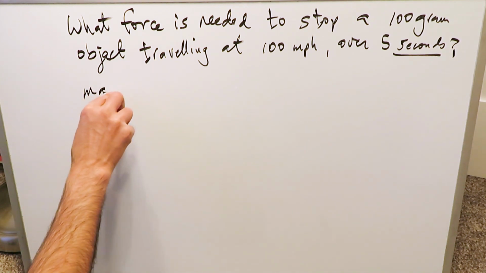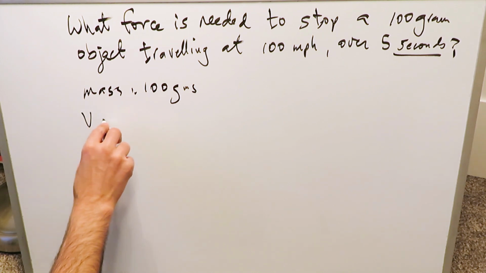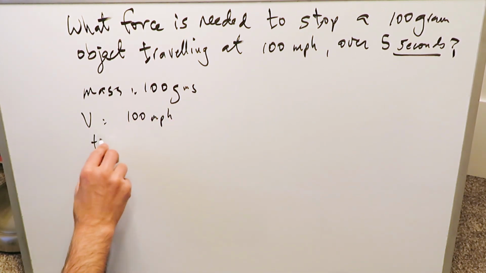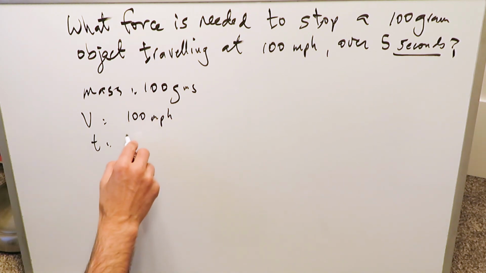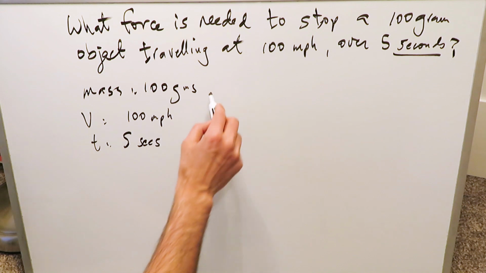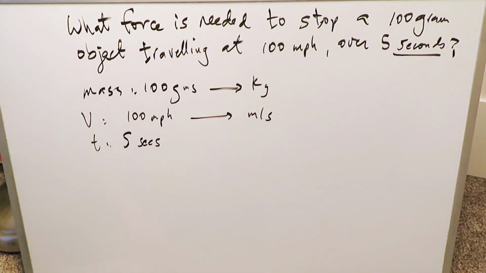The mass is given here, 100 grams. We have over here a velocity, and it's 100 miles per hour. We have the time period over which that stopping occurs, which is 5 seconds. When you're talking about force, you need to worry about converting this into kilograms. You need to convert this into meters per second. That has to be done, otherwise you will have a mistake.